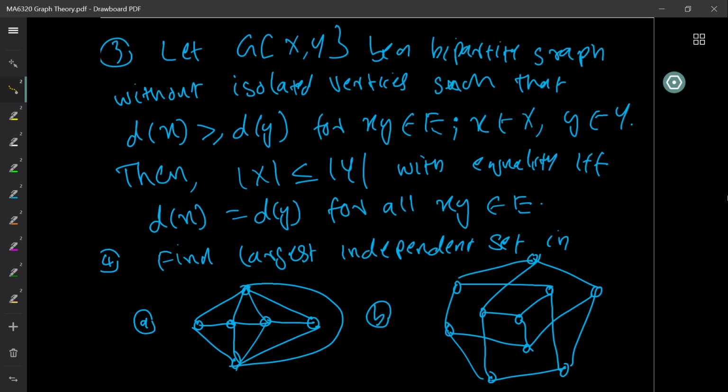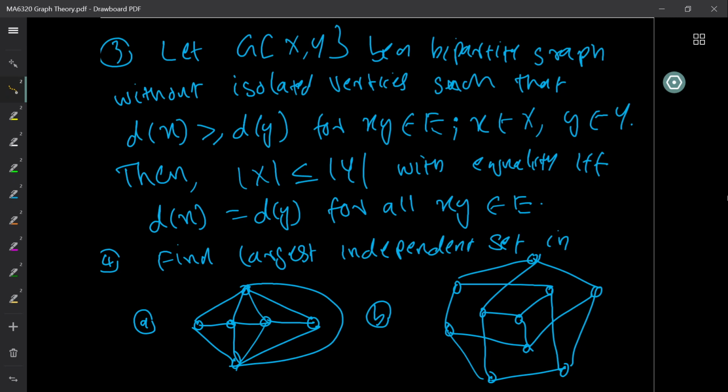Now, in this case, the claim is that the cardinality of X is less than or equal to the cardinality of Y, with equality if and only if for every edge the degree of x is equal to the degree of y. Okay. So this is something you can try.